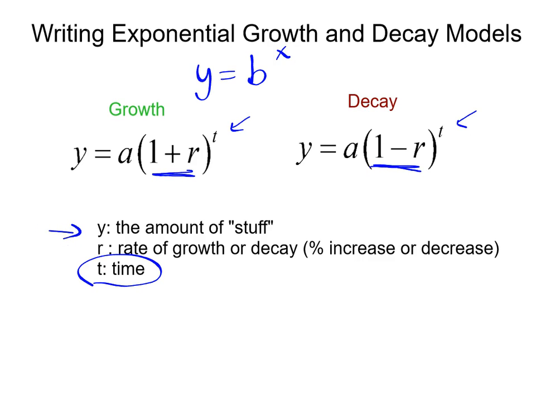Y is the amount of stuff. So what that means is things like, if you have bacteria, bacteria grows at an exponential rate. So if we're talking about bacteria, y is going to be the amount of bacteria that we have. And then r is the rate of growth or decay. So it's the percent increase or decrease depending upon what's happening with your substance, whether it's growing or it's decaying.